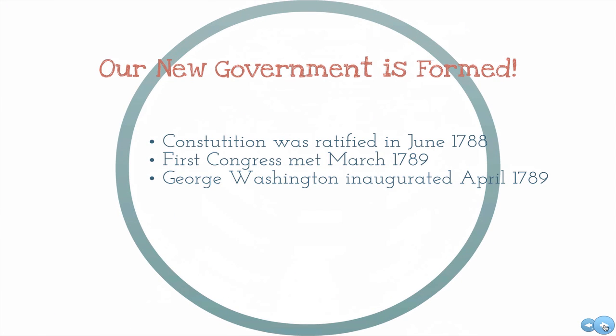So that is how our new government was formed. The Constitution was ratified in June of 1788. The first Congress met in March of 1789, and our first president, George Washington, was inaugurated in April of 1789.